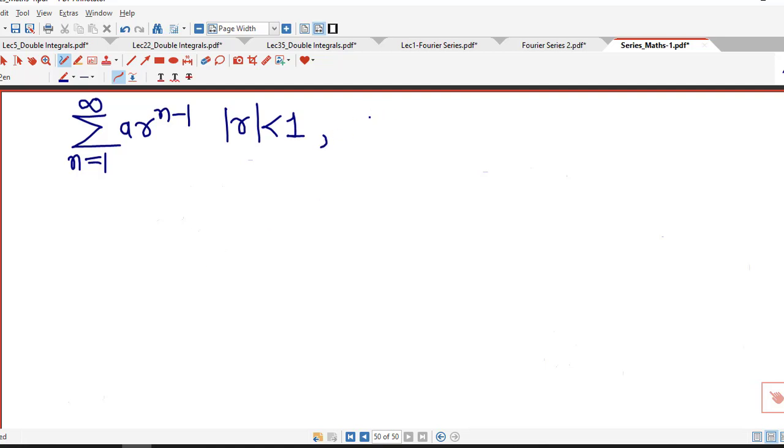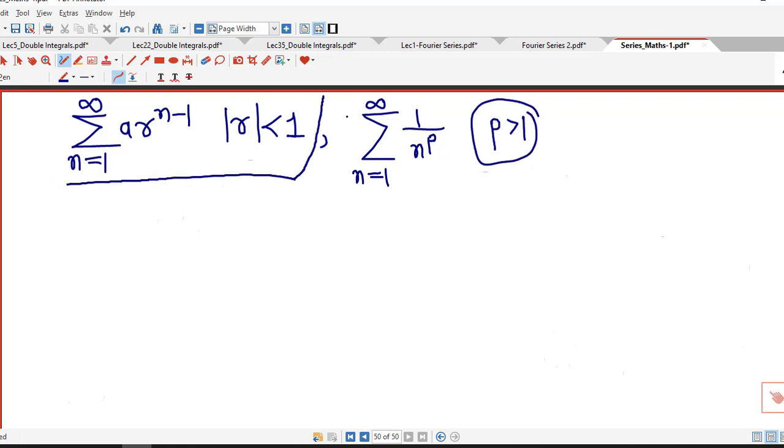Also we have discussed the p series in the previous lecture, that sigma 1 over n raised to p, n from 1 to infinity, is convergent if and only if p is greater than 1. So we will be using these series in the comparison test. We should remember when the geometric series converges and when the p series is convergent. Okay, fine. So with this in mind, we try to understand the comparison test.